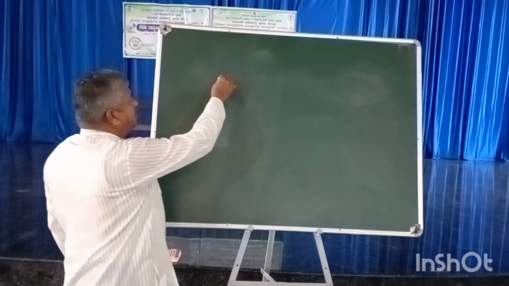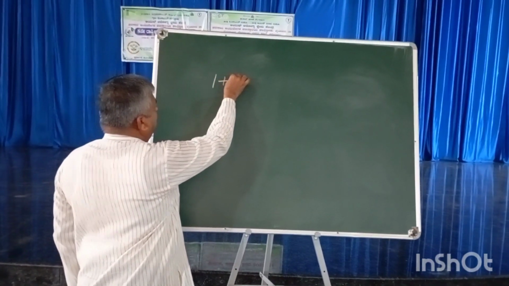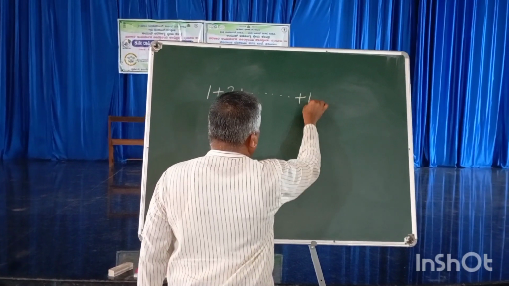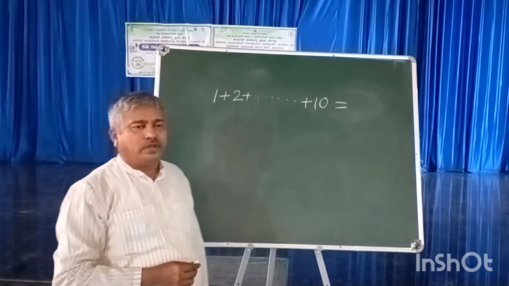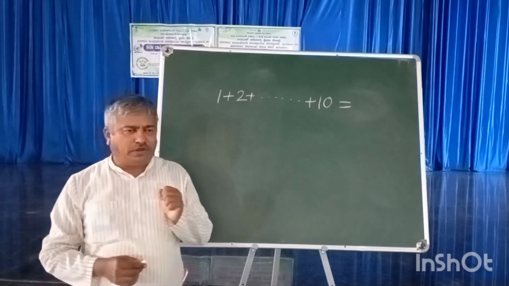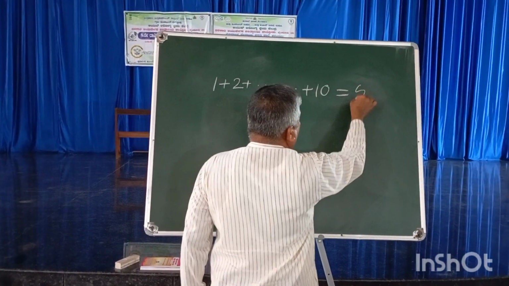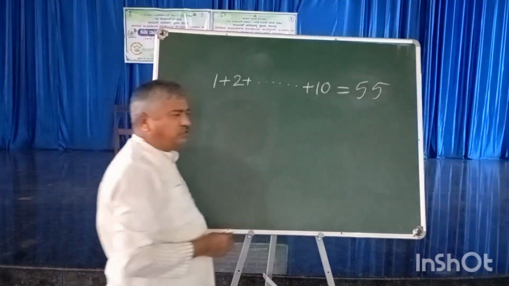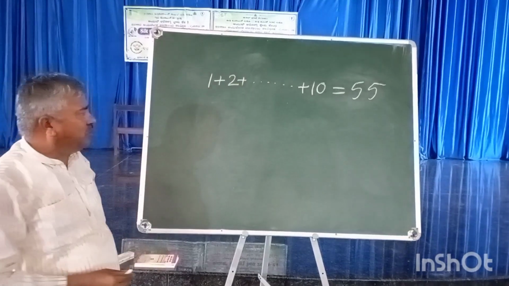Yes, come on. Now say, example: 1 plus 2 plus dash dash dash up to 10. Addition of 1 to 10 numbers continuously. Then half of 10 is 5. Then repeat this 5. This is 55. Understand? Yes, come on.